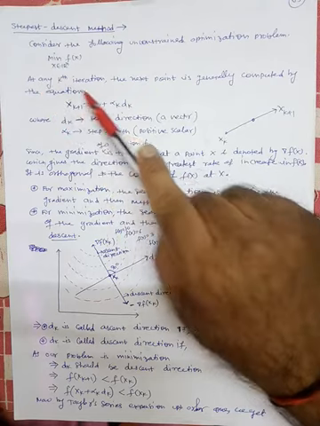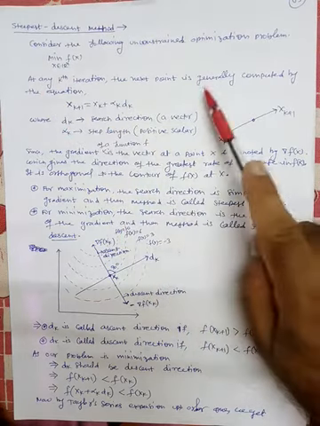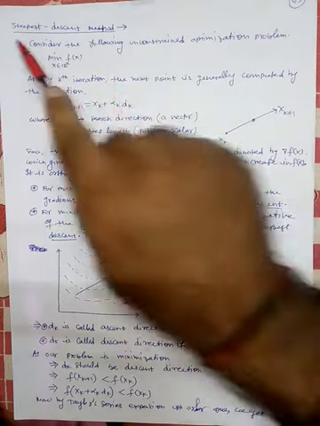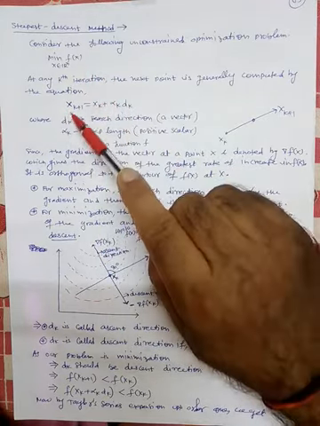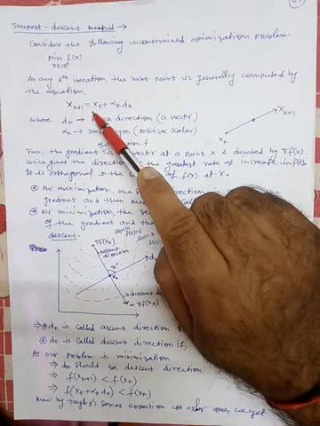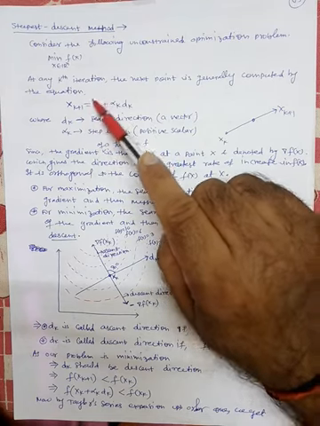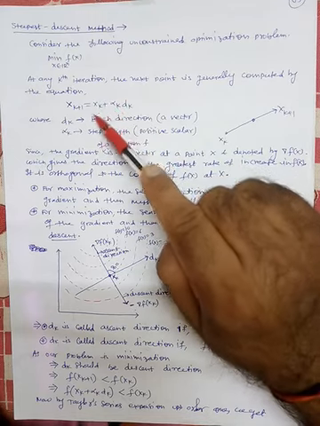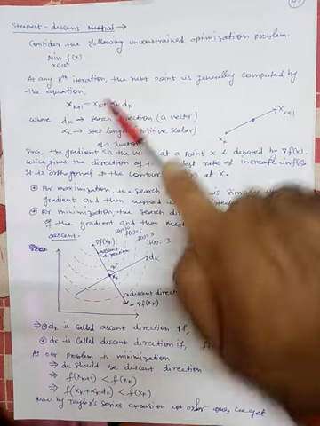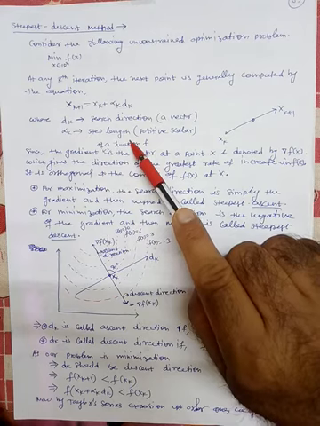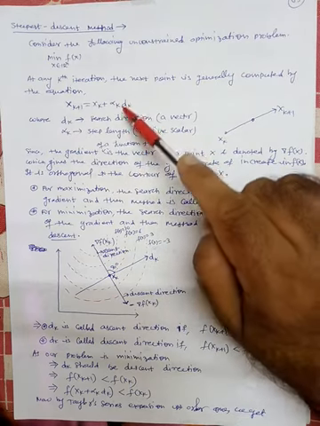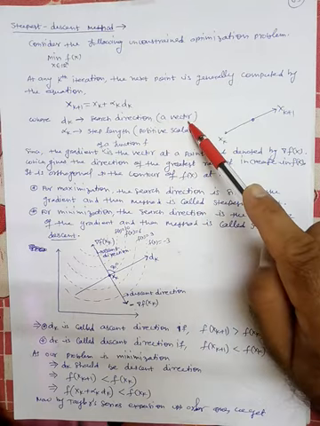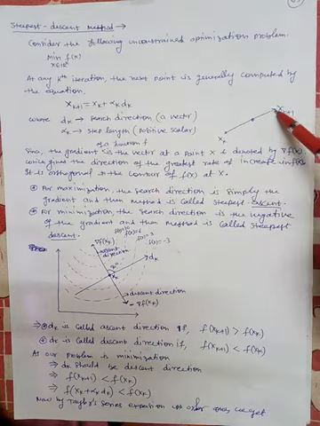Now at any kth iteration, the next point is generally computed by the equation. So this is the general equation which is used in this steepest descent method. xk plus 1 is equal to xk plus alpha k dk. xk is the current point, alpha k is the step size which is a positive scalar quantity, and dk is basically the search direction, a vector. Okay, so here is the equation.